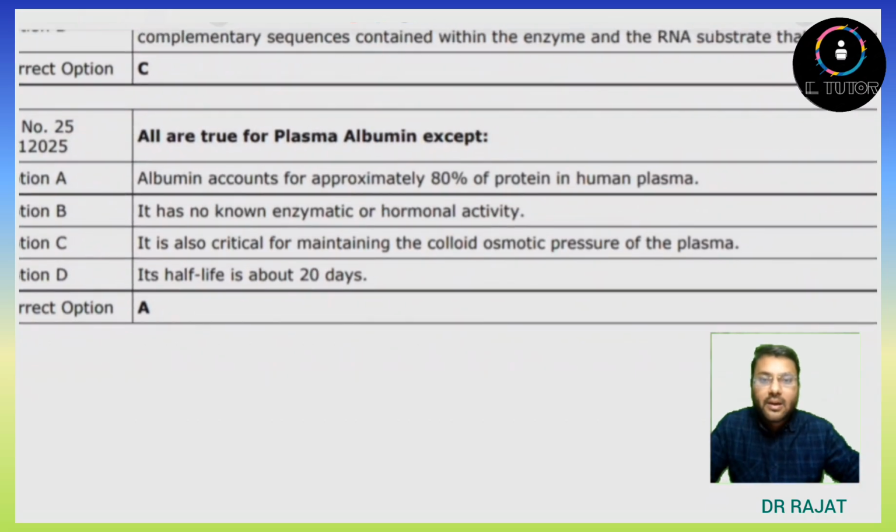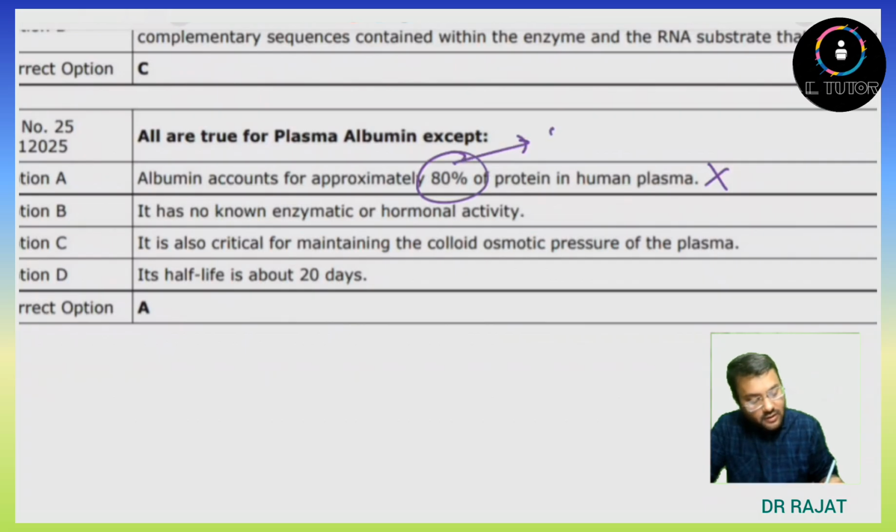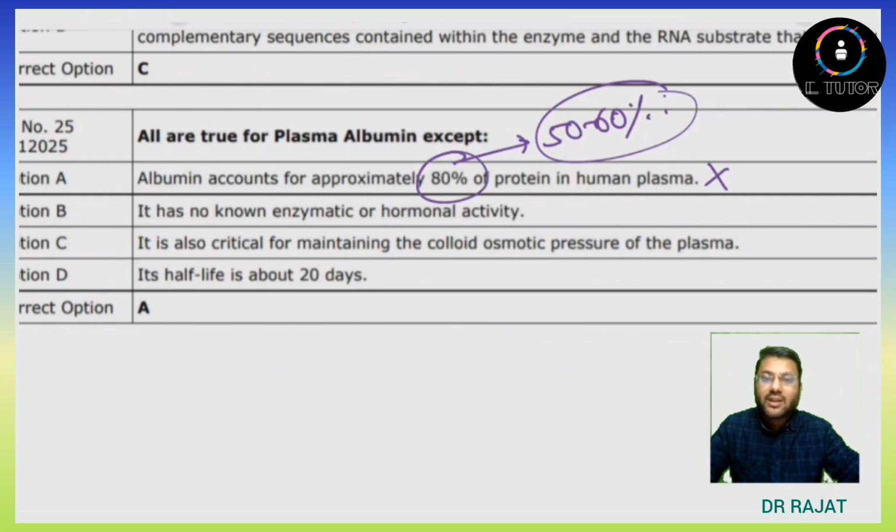All are true for plasma albumin except. So albumin accounts for approximately 80% of protein in human plasma. This is not true. It accounts for 50 to 60%, not 80%. It has no known enzymatic and hormonal activity. This is true. It is also critical for maintaining the colloidal osmotic pressure of the plasma. This is again a true option. And its half-life is about 20 days. This is also true. So among the following options, option number A is incorrect. Albumin does not account for 80% of the proteins in the human plasma.